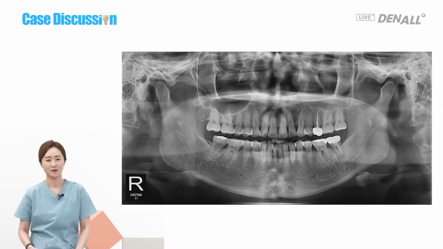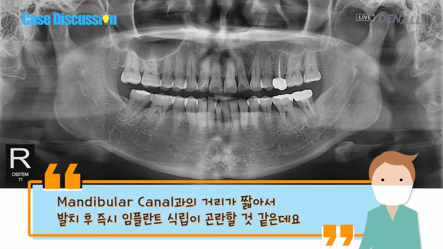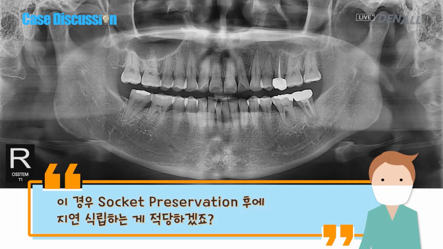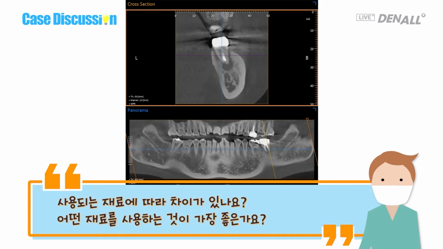Today's case is a 48-year-old female patient with mobility and discomfort of number 37. It is very close to the mandibular canal, thus immediate implant placement after extraction may not be right. Do I need to do socket preservation first and place an implant later? I understand socket preservation can be done with various graft materials and membranes. Are there any differences between the graft materials, and which one is the best? So that is the question.